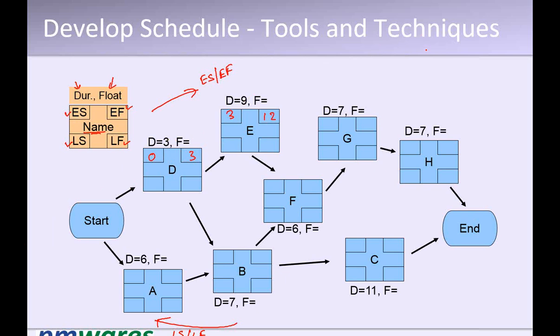Yeah. Now look at this A. A starts on 0 and finishes on the 6th. Now B has a contest. B depends upon, there are 2 predecessors to B. Which one should we take? When we are doing a forward pass, we take the higher. When we do a backward pass, we take the lower, whenever there is a contest. So here it is 3, here it is 6, so it's 6.